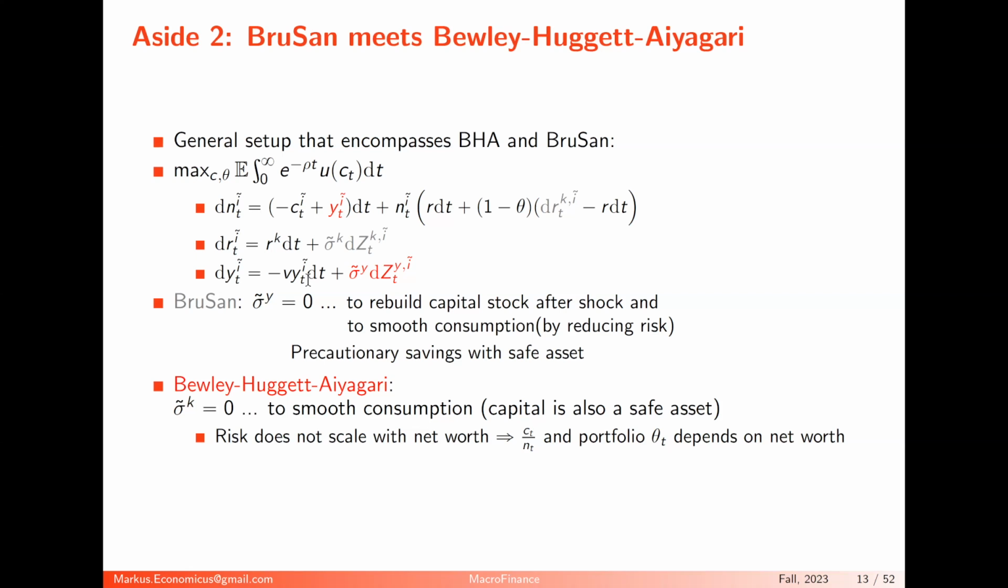Okay. In an Aiyagari type model, you really want to smooth consumption. And it is the case that risk does not scale with your net worth. So the risk is fixed. So if you become much more wealthy and invest much more in physical capital, the risk stays the same. So it doesn't scale up with your net worth. And this lack of scalability makes the analysis much more challenging. Okay, so it doesn't depend on your portfolio choice.